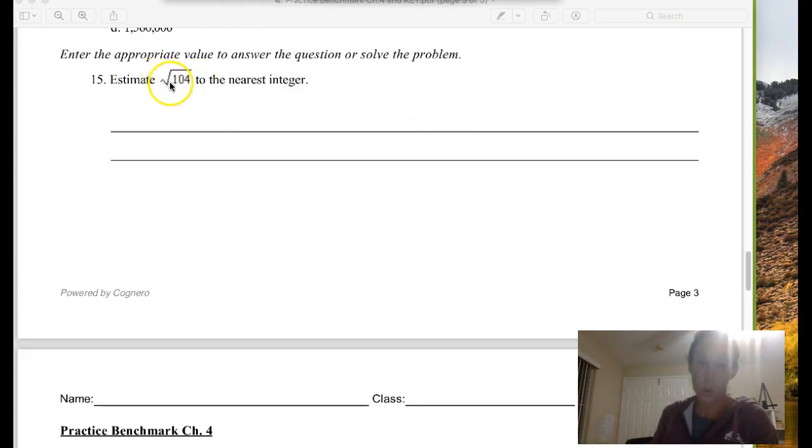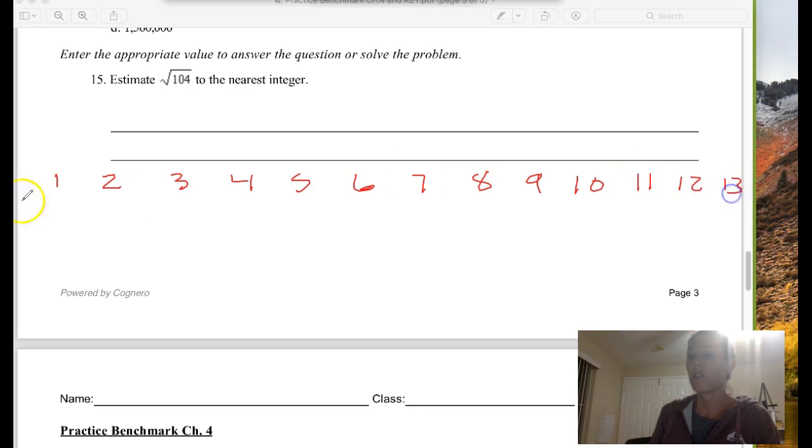This is a square root. It's not a perfect square, but I would like you to know your basic perfect squares. If I wrote them out, 1, 2, 3, 4, 5, 6, 7, 8, 9, 10, 11, 12, just like the first 13 perfect squares. You should kind of know those just by seeing them, okay?